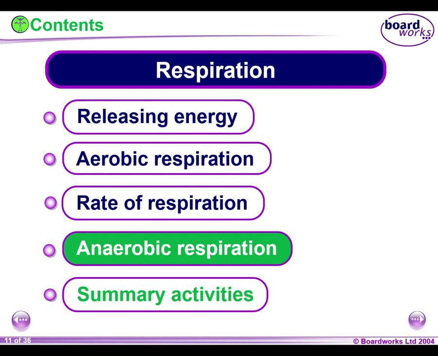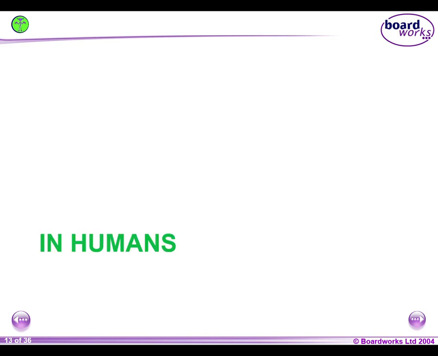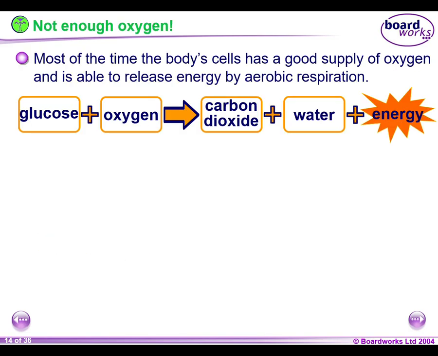Now we're going to have a look at anaerobic respiration. Hopefully, you may or may not know there are two types of anaerobic respiration. One happens in humans, or all animals essentially, and one happens in yeast and plants as well. But we're going to look at it from the point of view of yeast today. And we're going to start off by looking at it in humans. So this is what is going on the majority of the time in your body.